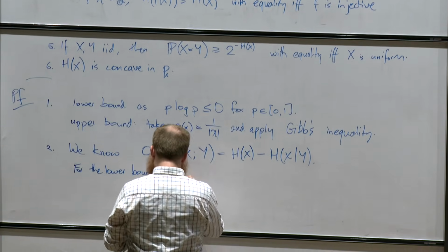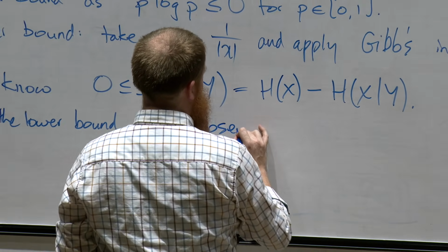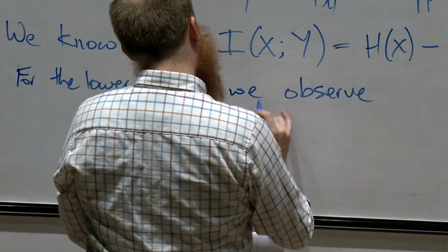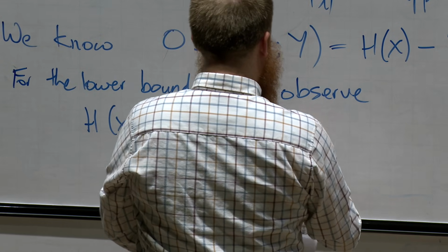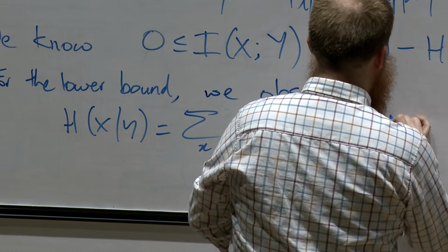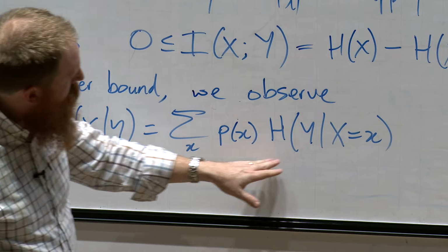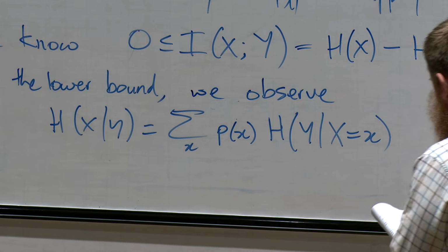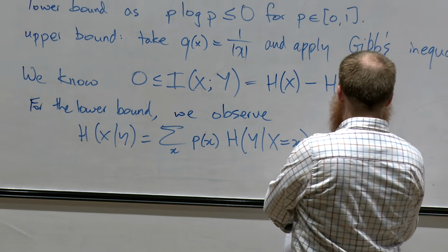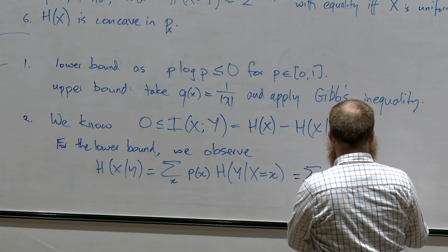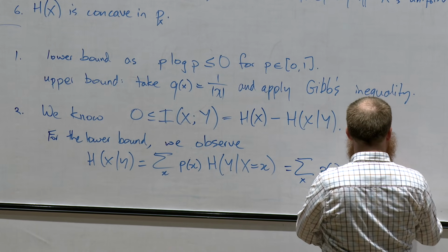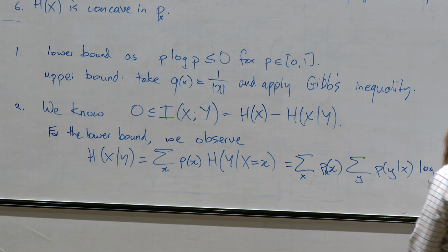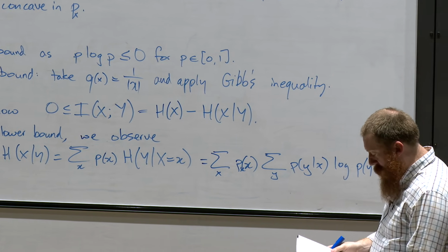We just write out again. We observe that h of x given y is equal to the sum over x's of probability of x times h of y given x equals x. So this is the conditional entropy. This is the entropy of y on this particular event, so conditioned with this particular value of x. So we could now write this out as p of x times the sum over y of p y given x log p y given x. And then basically the lower bound follows from the previous argument we had.